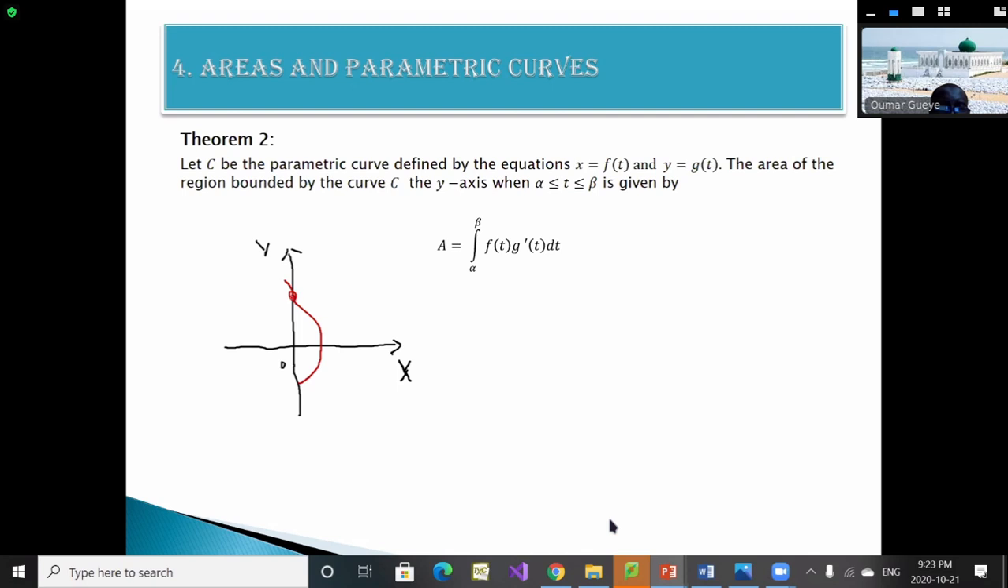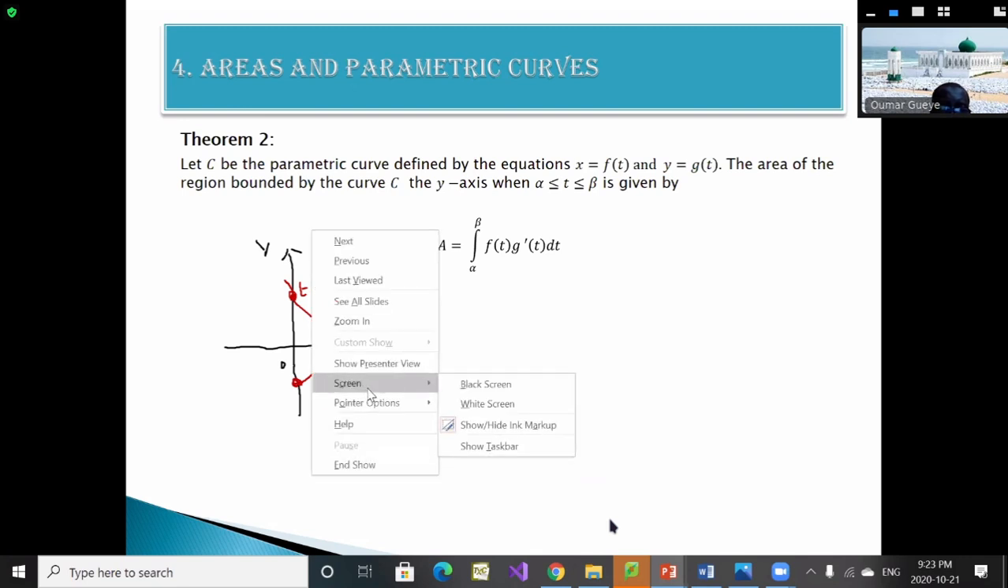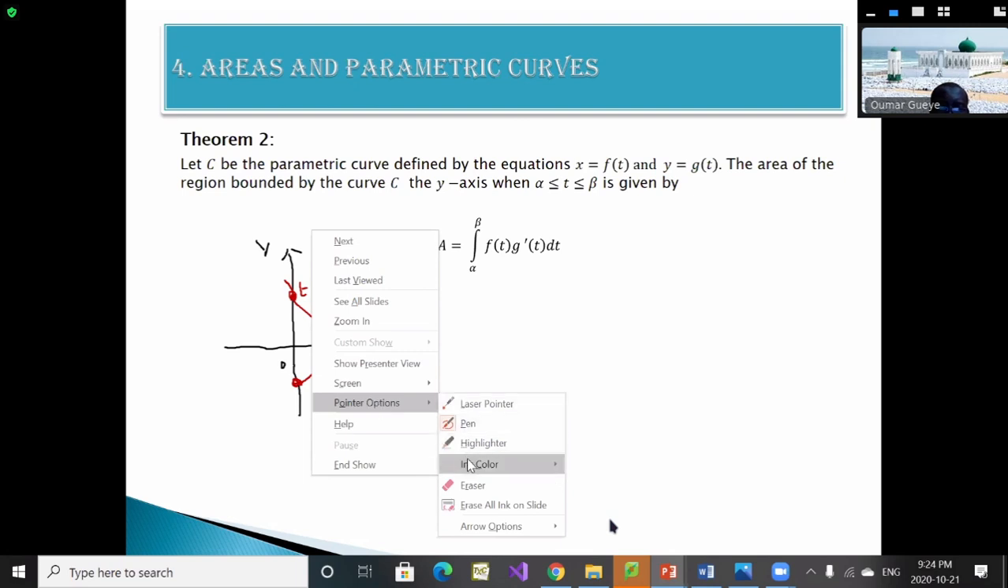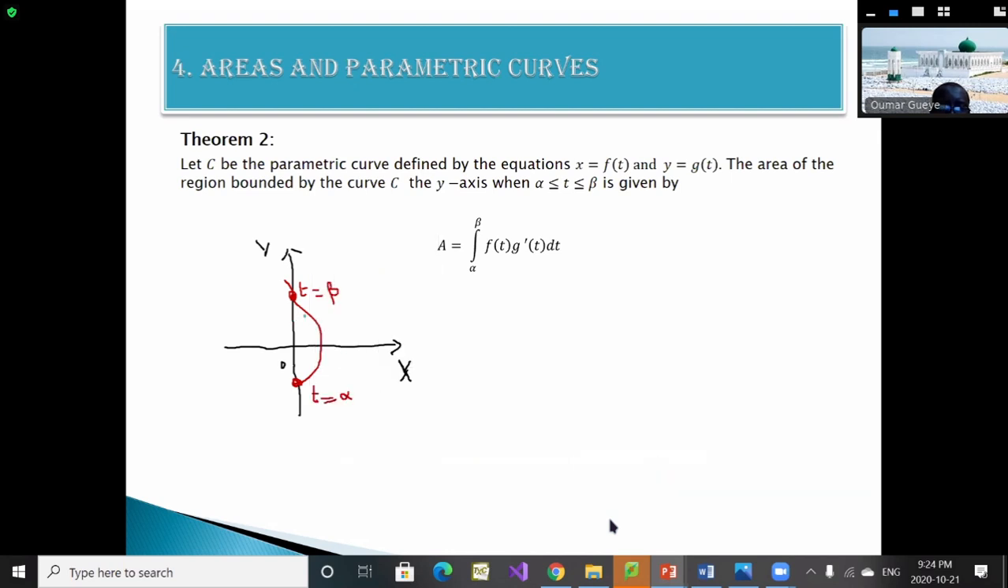So we have one y-intercept here and another y-intercept. Okay, and so we want to calculate. So for example, the first y-intercept coincides when t equal to alpha, and the second one coincides with the value t equal to beta. Okay, and what we want to calculate is the area between this curve and the y-axis. So that's why we have to modify the formula in this case. So what we want to calculate is this area.